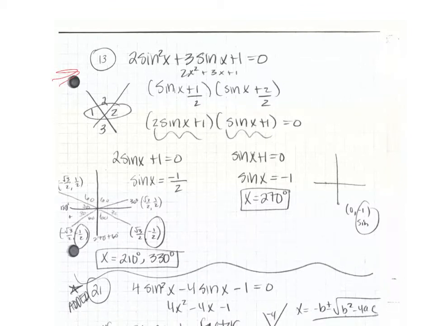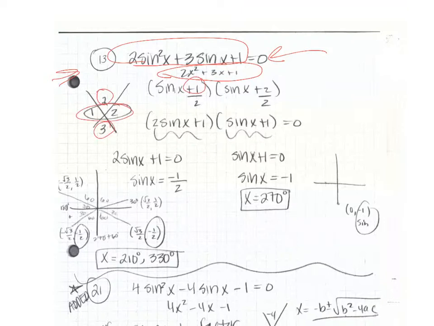Okay, for number 13, again, we get all terms on one side. Because we only see sine, we can pretend it's 2x squared plus 3x plus 1. We're looking for a combo that multiplies to 2 and adds to 3: 1 and 2. So we put those numbers here. You could write x plus 1, x plus 2.